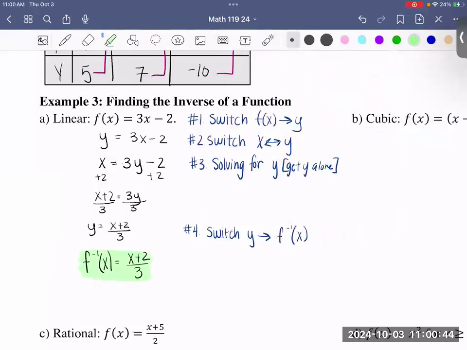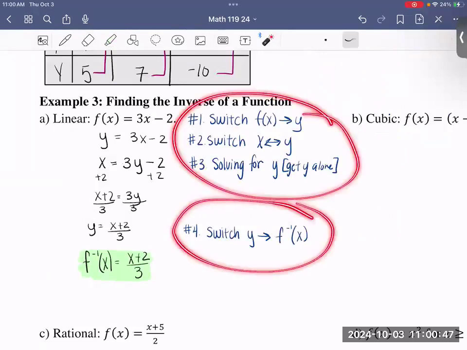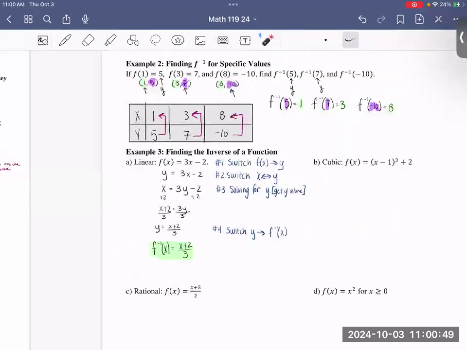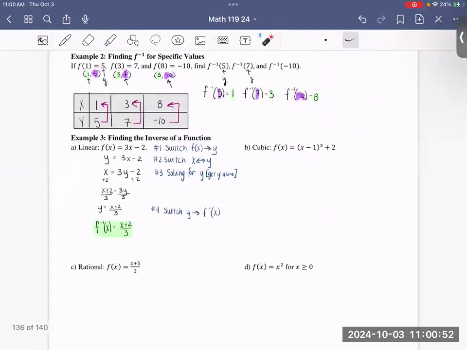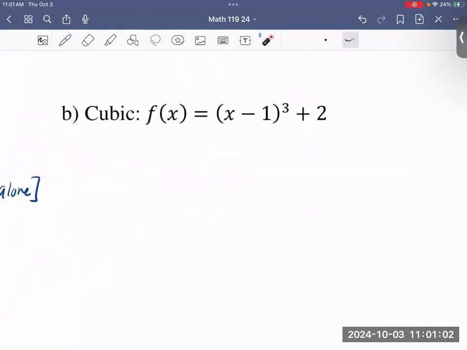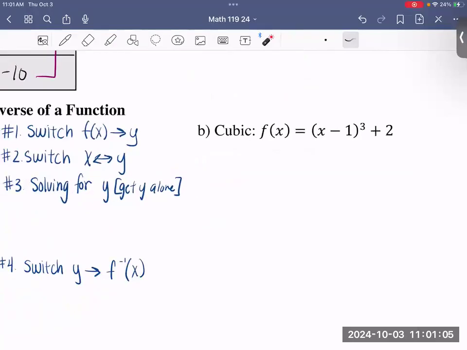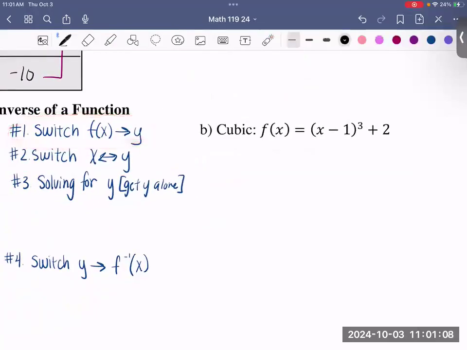Now, these steps are going to be the exact same for each and every time. So if you want, and if that was all you needed, please start to pause the video and practice out B, C, and D. Now, when it comes to B, your cubic, right? We said, okay, well, first thing we do is we switch your f of x to y. Y is equal to x minus 1 cubed plus 2. Now switch your x's and y's. So x is equal to y minus 1 cubed plus 2.